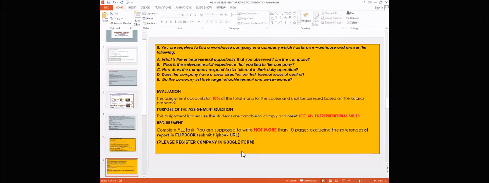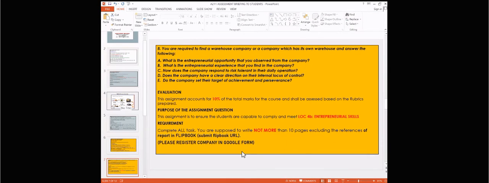Yes, doctor, but for the first assignment, we choose the warehouse, and then we need to write the process according to the warehouse company. Yes, yes. Okay. Thank you, doctor.